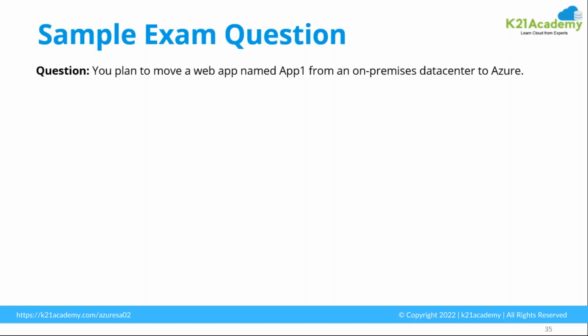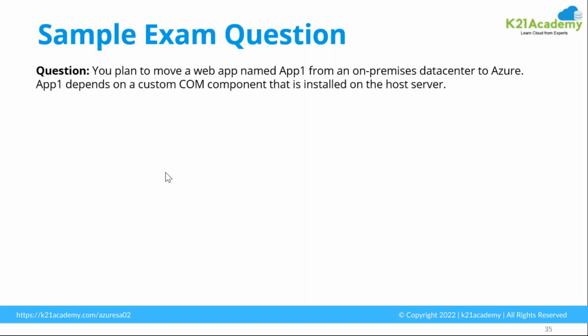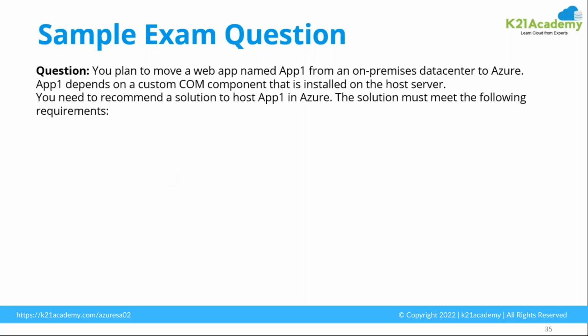So you plan to move a web application named app1 from an on-premises data center to Azure. So how do you want to bring that application from the on-premises data center to Azure? What would you use? Just think about it. And app1 depends on a custom COM component that is installed on a host server. So there is a component which is installed over here, and you need to recommend a solution to host app1 in Azure, and the solution must meet the following requirements.